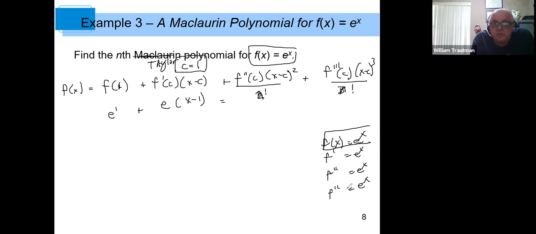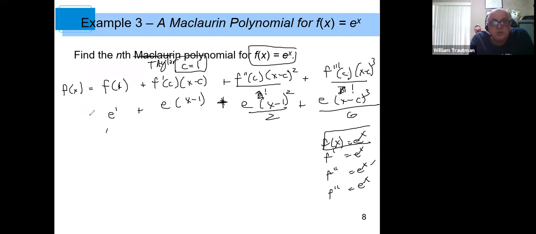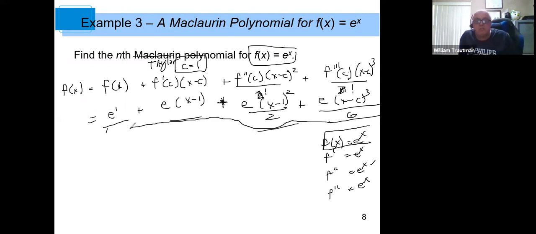Second derivative is the same thing, plug 1 in there, you get e, (x minus 1), c is 1, squared over 2 factorial. That should be a plus. And then finally, this is e (x minus c) to the third power over 3 factorial, which is 6. So these are the first 4 terms of the polynomial. If they ask you to write out 4 terms of the polynomial, that's kind of what they'll do on the test or the homework.